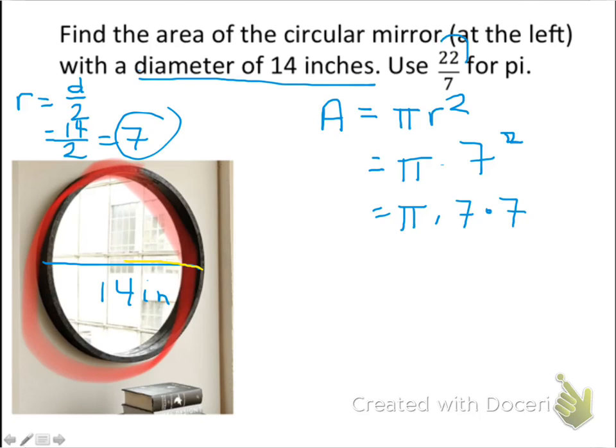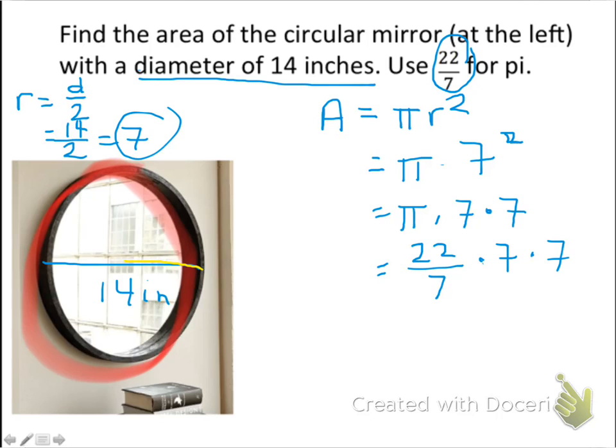Okay, 7 squared means it's pi times 7 times 7. And in this situation, we're using 22 over 7 for pi. So instead of pi, we're going to write 22 over 7 times 7 times 7. There are several things you can do from here. You could multiply 7 by 7 into 49 and then treat it like a normal problem with a fraction and a whole number.